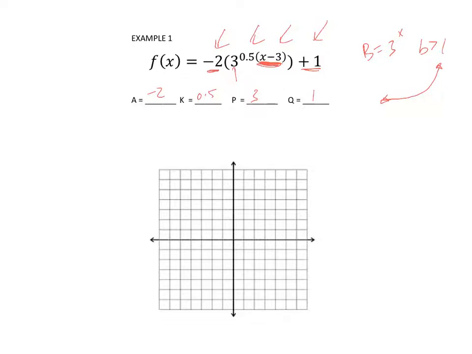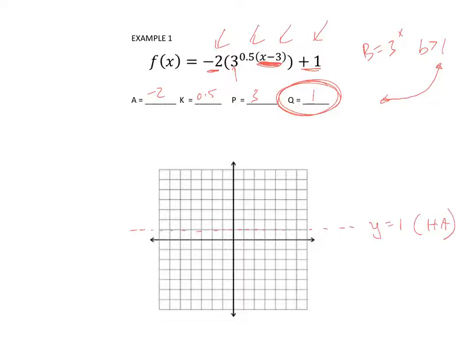So the very first thing is, what are we going to graph first? We're going to graph the horizontal asymptote. So I'll put in red. This piece here tells you the horizontal asymptote. So I'm just going to draw a dotted red line indicating the horizontal asymptote, and I'm going to call it y equals 1, in brackets, HA.